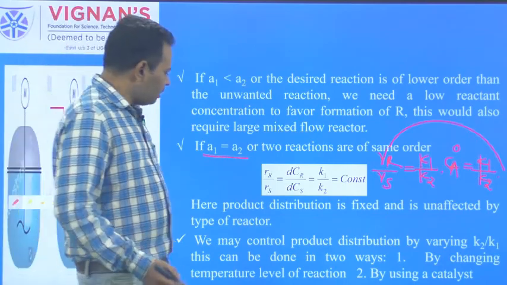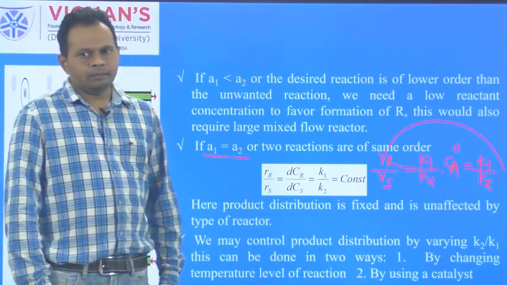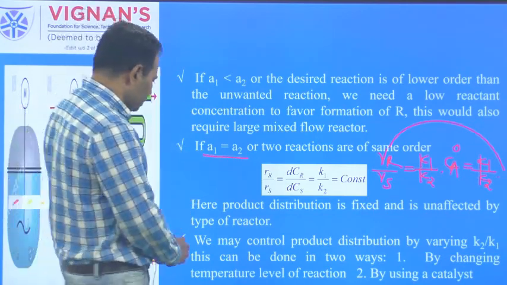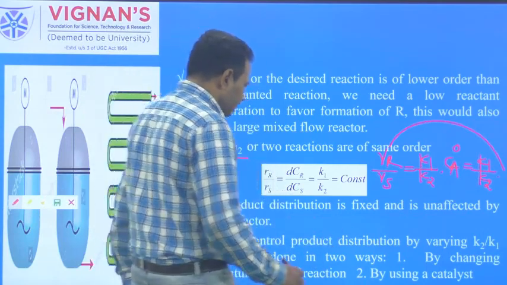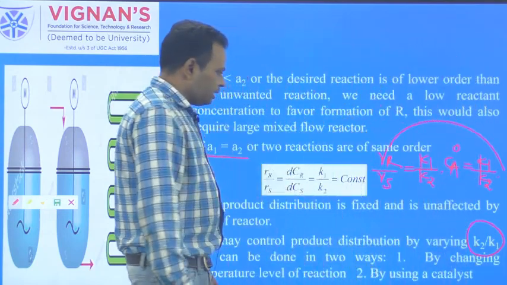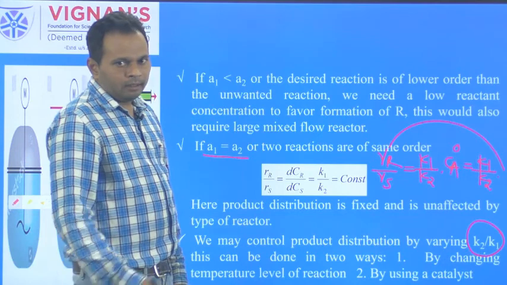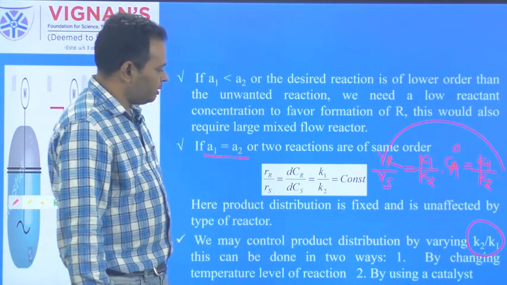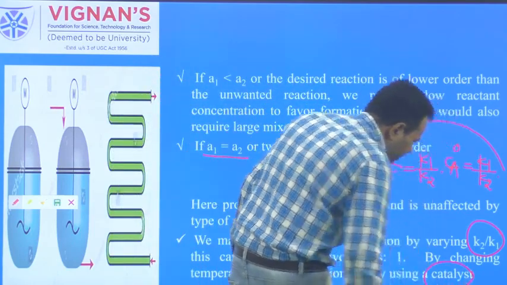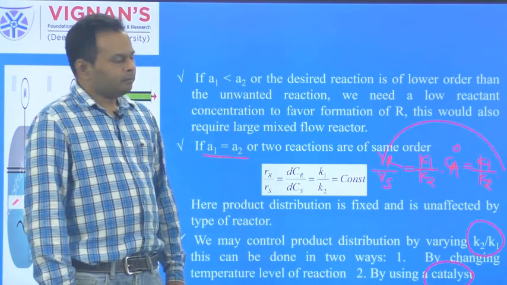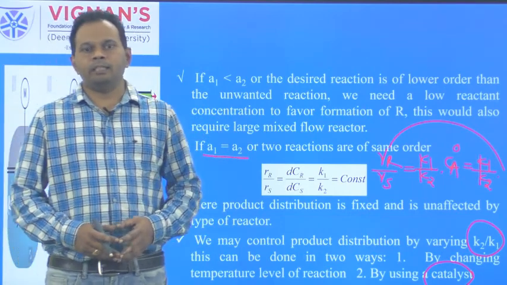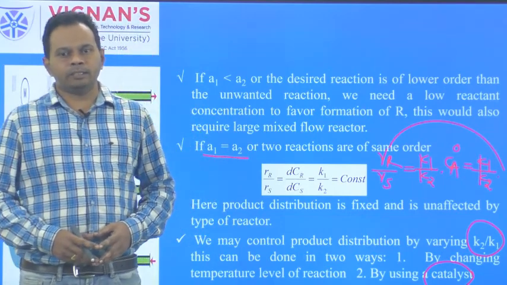And sometimes we can vary the product distribution by changing the catalyst and also the temperature of the reaction. So, last point, we may control the product distribution by varying the value of k2 by k1, the rate constants, which are major functions of temperature. By changing the temperature we can vary k2 by k1, which affects the product distribution. And also by changing the catalyst, we can vary the product distribution. This is the qualitative discussion about the product distribution for parallel reactions, to maximize the formation of R and minimize the formation of S.